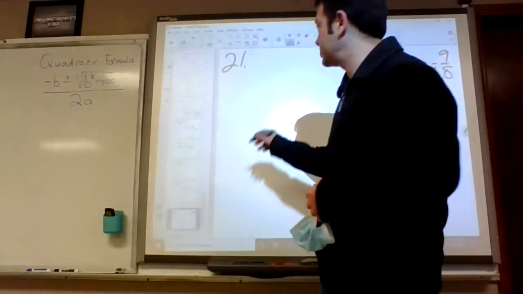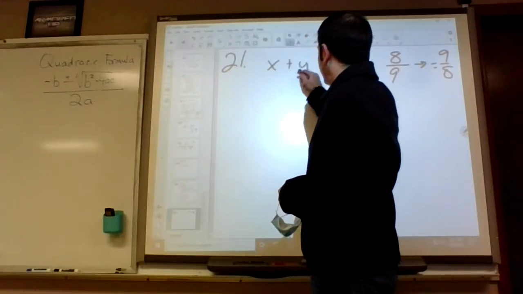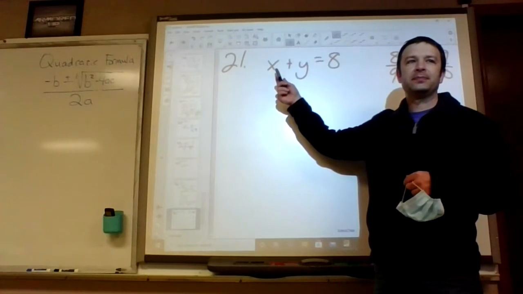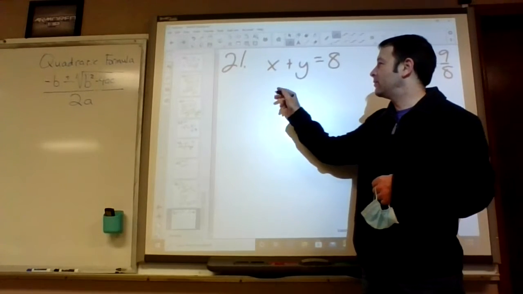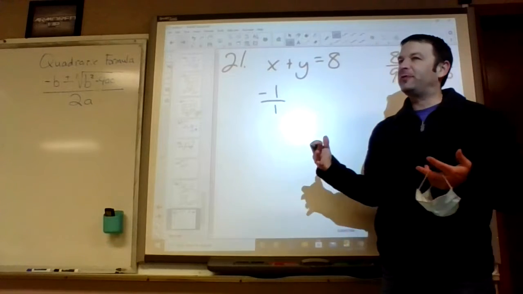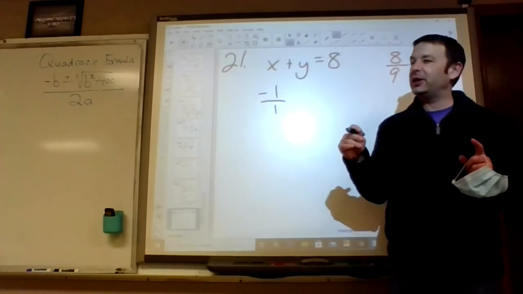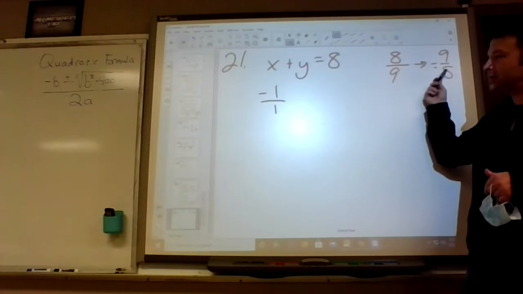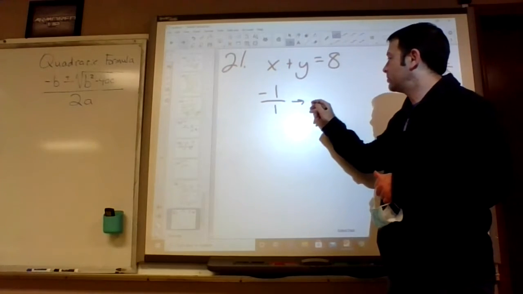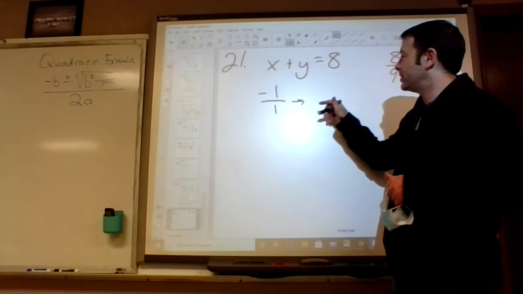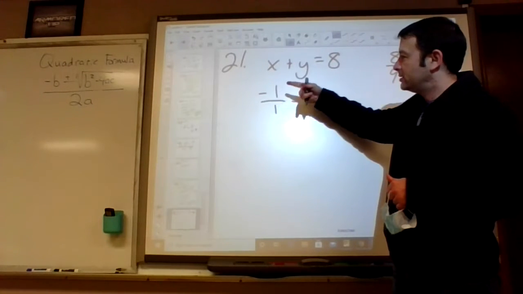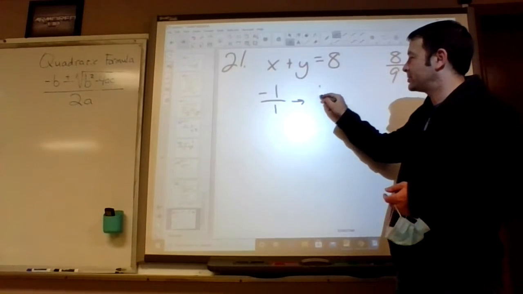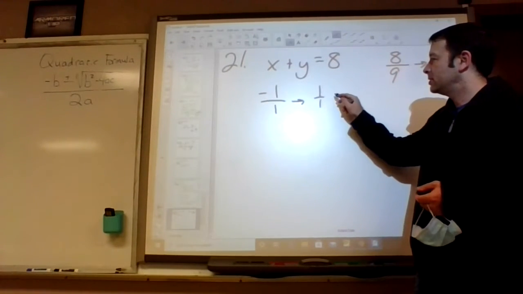X plus y equals 8. So, first I need to figure out what is the slope of the given line. Sam? -1 over 1. That simplifies to -1, but we're going to leave it like this because we need to find the opposite reciprocal for our perpendicular slope. So it's 1 over -1, but you have to make it opposite, so it's just positive 1 over 1. So actually, it'd just be 1.